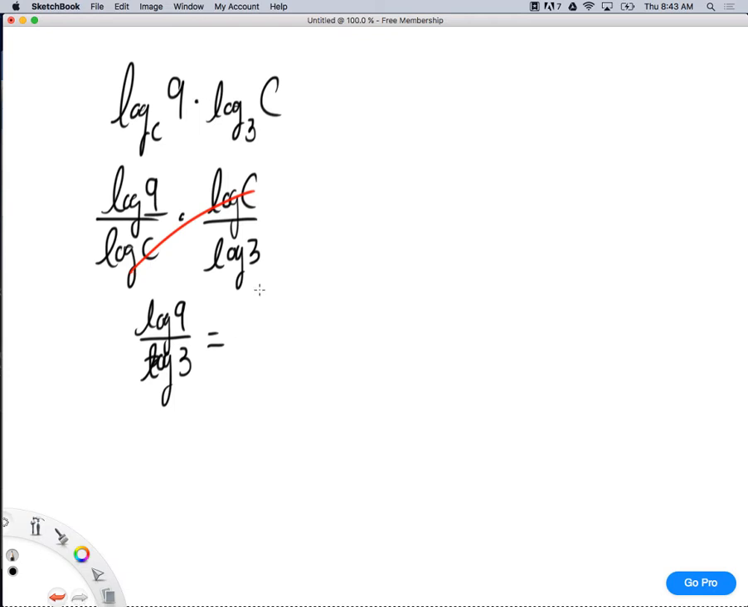Then you have to translate this back using the change of base rule. It becomes log base 3 of 9. Okay? What's log base 3 of 9? 2. Why? Because 3 to the second power equals 9.